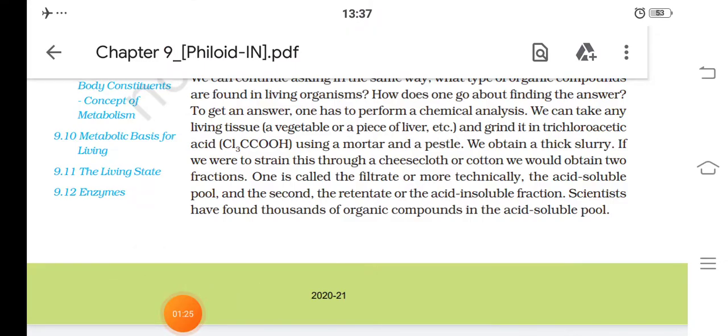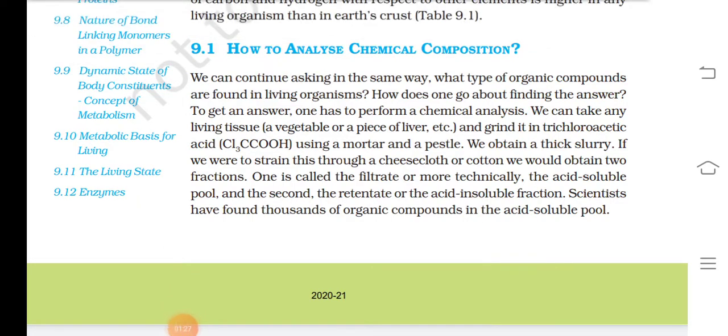How to analyze chemical composition? We can continue asking in the same way, what type of organic compounds are found in living organisms? How does one go about finding the answer? To get an answer, one has to perform a chemical analysis. We can take any living tissue, a vegetable or a piece of liver, etc., and grind it in trichloroacetic acid using a mortar and a pestle.